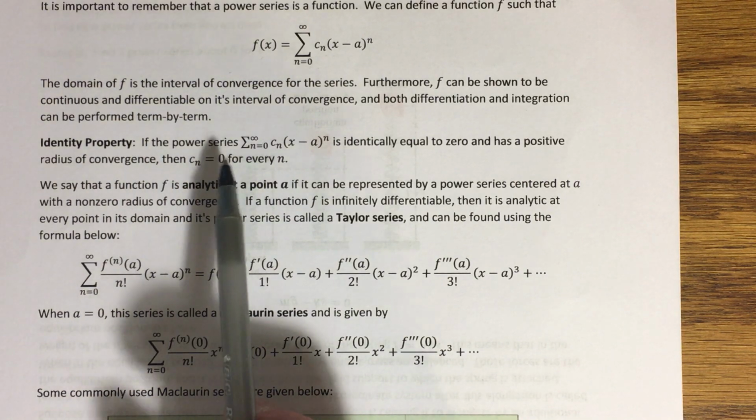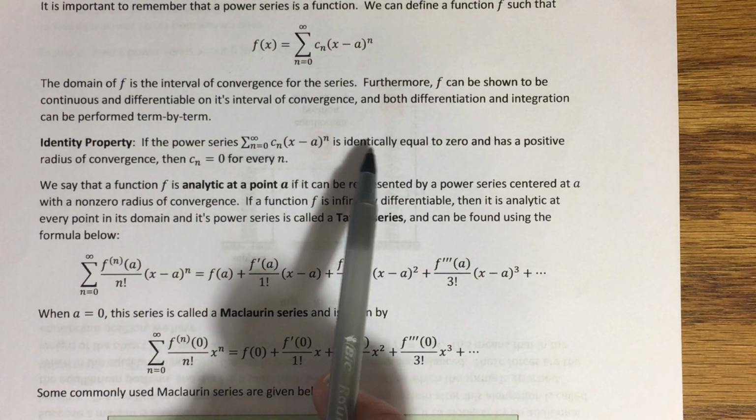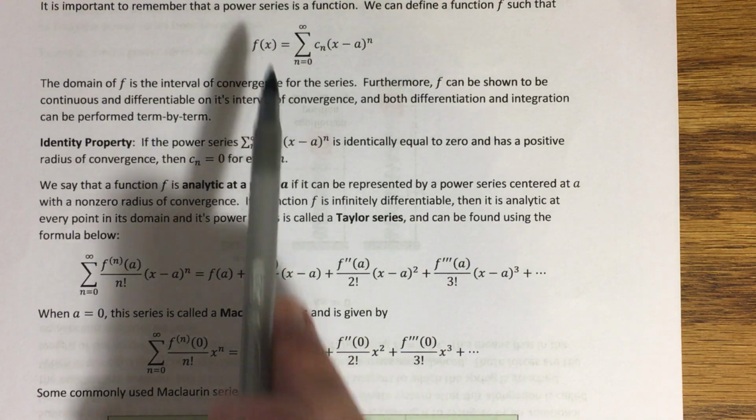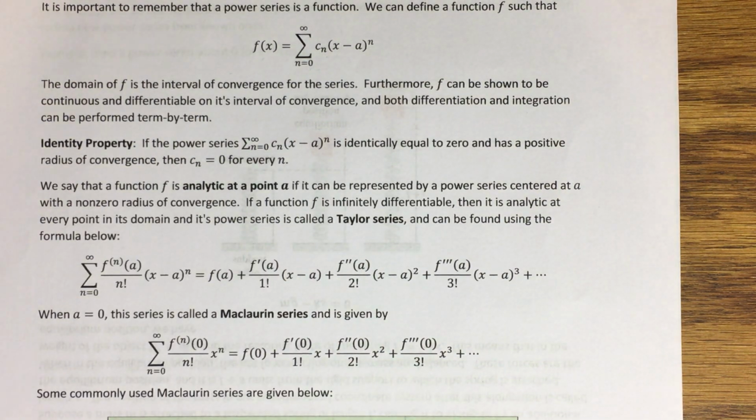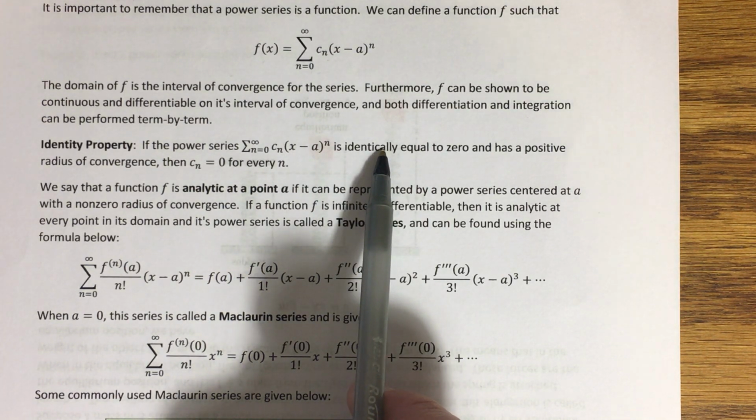What the identity property says is that if you have a power series, here's your general power series, and it's identically equal to 0, meaning it's equal to the function 0. Not just equal to 0 for certain values of x, but equal to 0 for all values of x. That's what that means, okay?